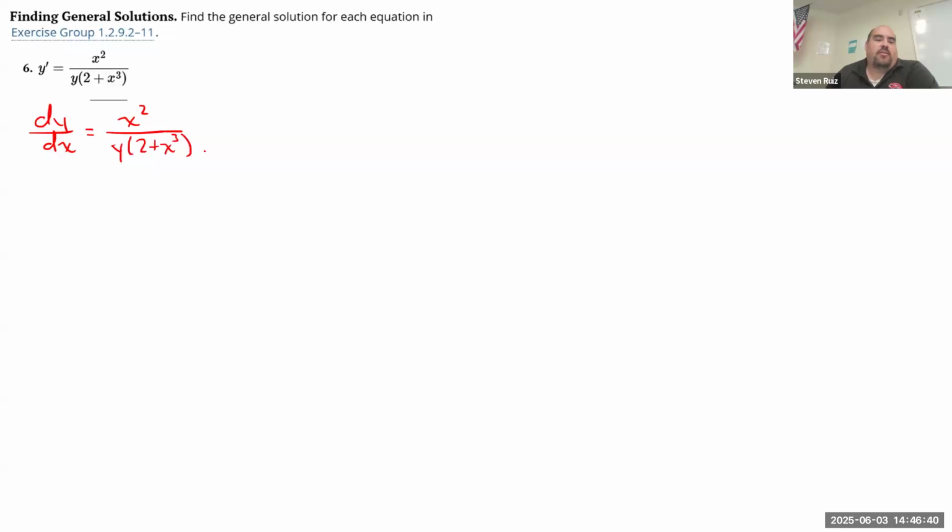All right, so I would like to get all my x's on the right, all my y's on the left. Remember, let's write down, at least for this first one, what's the finish line? I would love to get my equation in this form: f of y dy equals g of x dx.